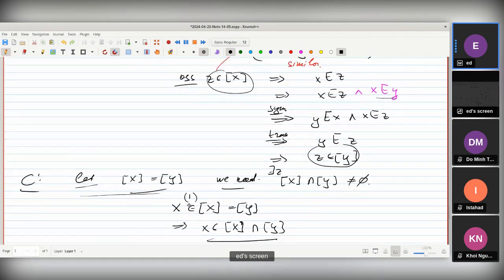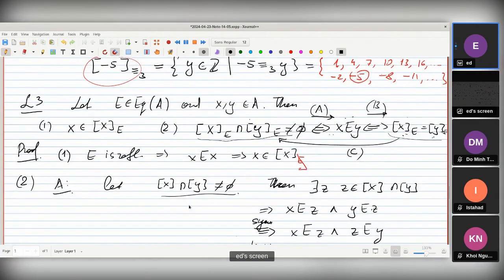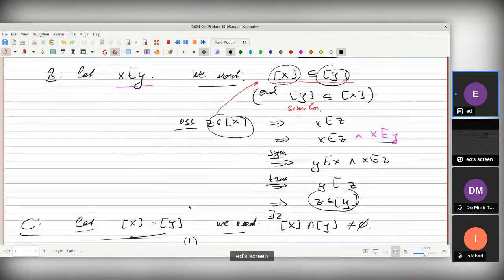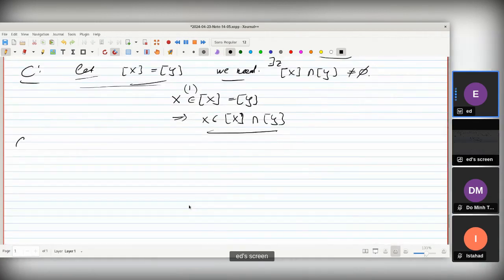So is this theorem clear? We have just proved that first of all, any element belongs to its equivalence class. Two classes are equal if and only if they are not disjoint. That is, if they are not equal, they are disjoint. As a corollary, now we know that if two classes are different, then they are distinct. They have no common element.